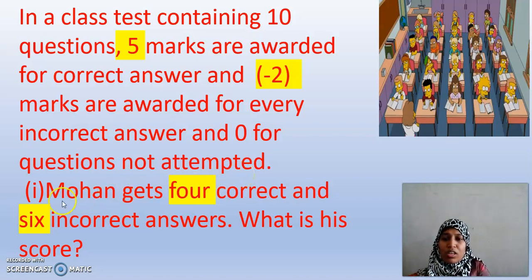Now there is one student whose name is Mohan. Mohan gets 4 correct answers. How many answers did he write correctly? 4 correct answers. And how many did he write wrong? 6. Now tell me, will he get good marks? If he gets 4 correct answers, how many marks is he going to get? For correct answers, they have given 5 marks. So 4 5s are 20 marks he will get. But 6 incorrect. So how many marks will they deduct from his marks? 6 into minus 2. Now let's see how to write step by step.